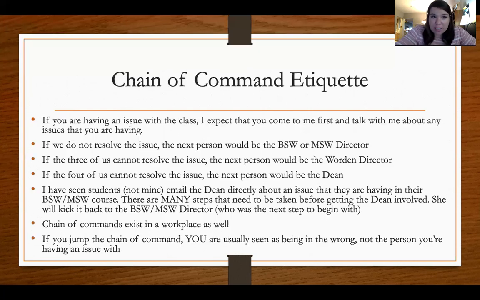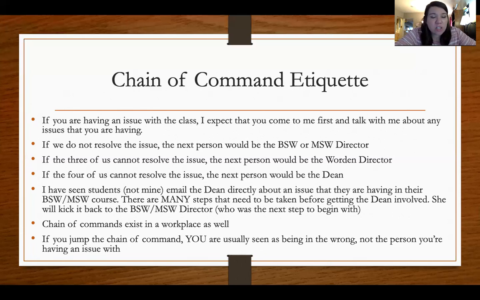So chain of command etiquette. I always want to encourage my students to talk to me. If you ever have any questions or concerns, please come and talk with me first about any issues that you might be having. Then, if we can't resolve the issue, then the next person would be the BSW or MSW director, depending on which program you're in. If the three of us cannot resolve the issue, then the next person would be the department director. If the four of us can't resolve this issue, then the next person would be the dean.